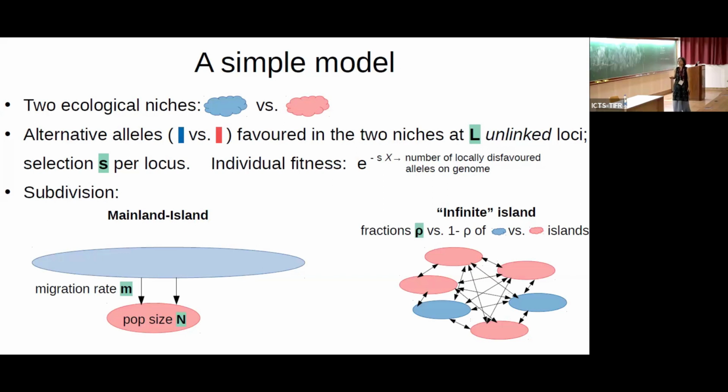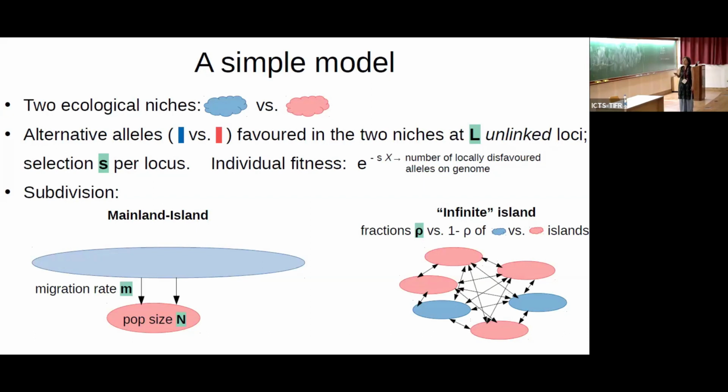Okay, so there are a few parameters in this simple model, and one of them is the number of divergently selected loci, the other is selection per locus, then the migration rate, the population size. I should say that each of these are equally sized populations, and migration is at the same rate, these arrows are at the same rate of migration. So also in this model.